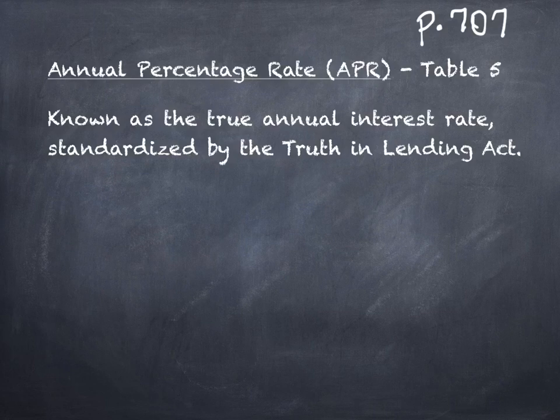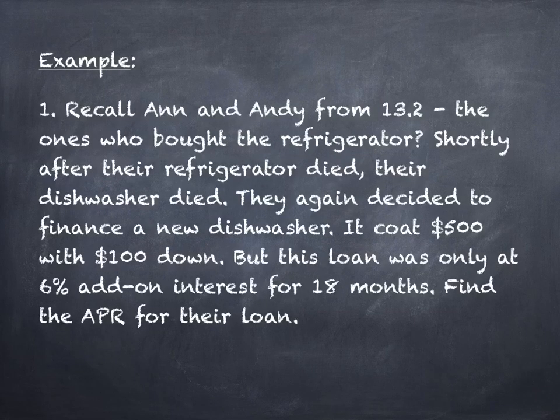What this is, the annual percentage rate, is known as the true annual interest rate, and it was standardized by the Truth in Lending Act. Okay, so I feel like it's a history class or something at this point. So let me show you the way this works.